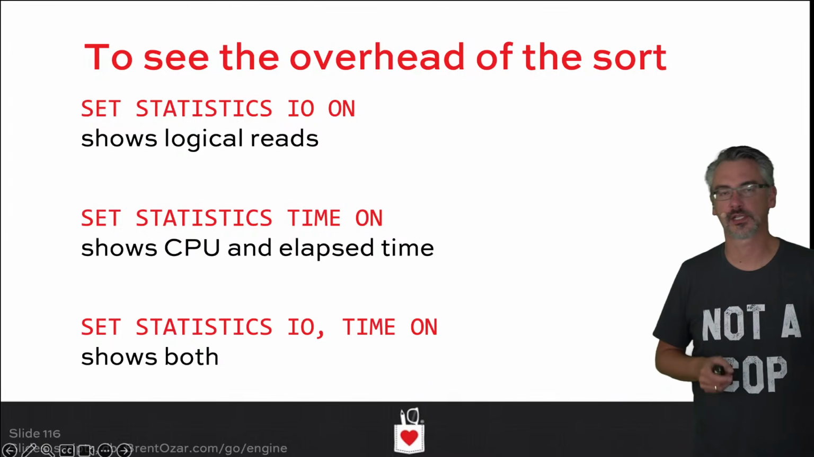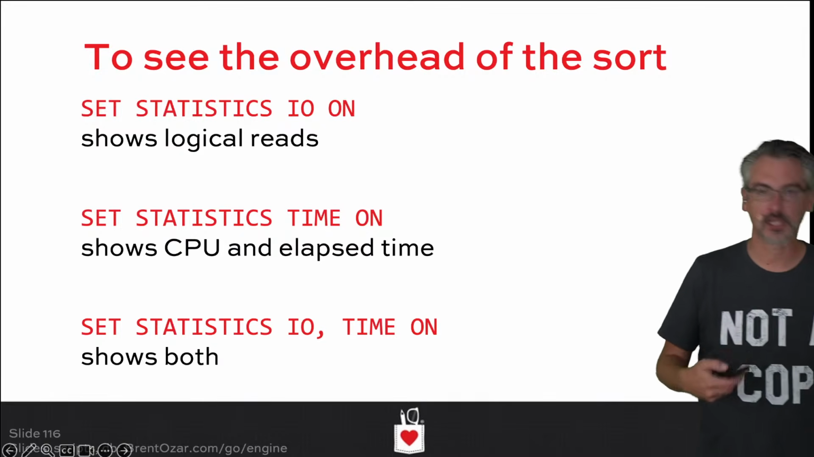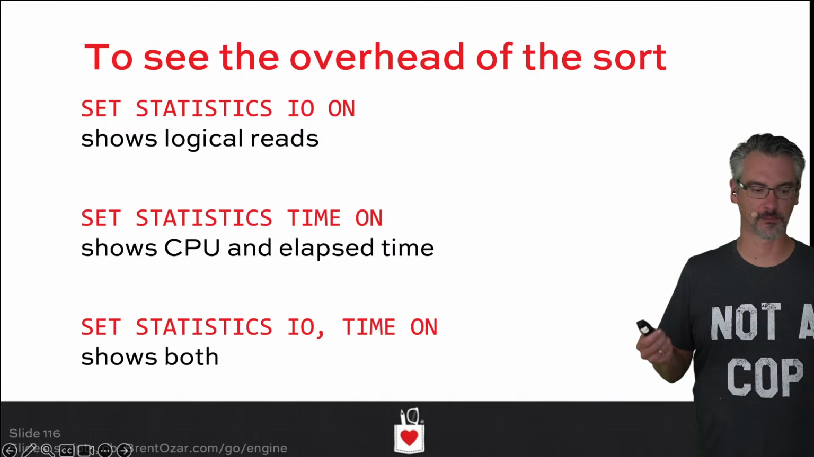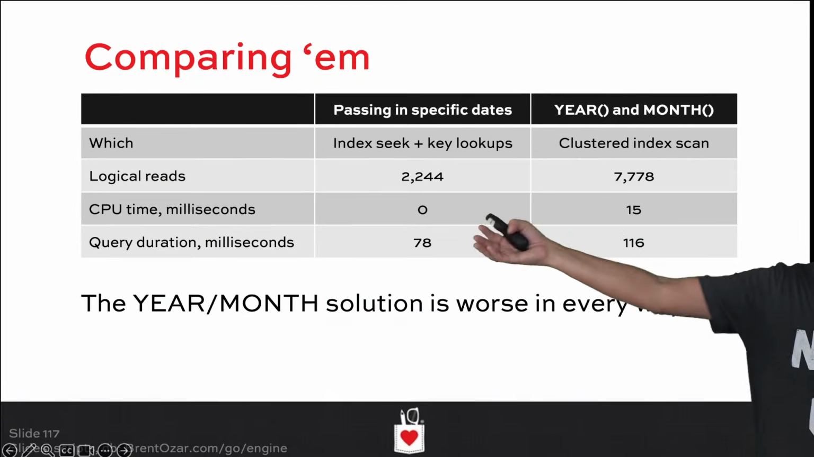To illustrate the cost of that, what we're going to do is turn on set statistics time on. Sorting is a CPU-based operation. So then we can compare those two queries.